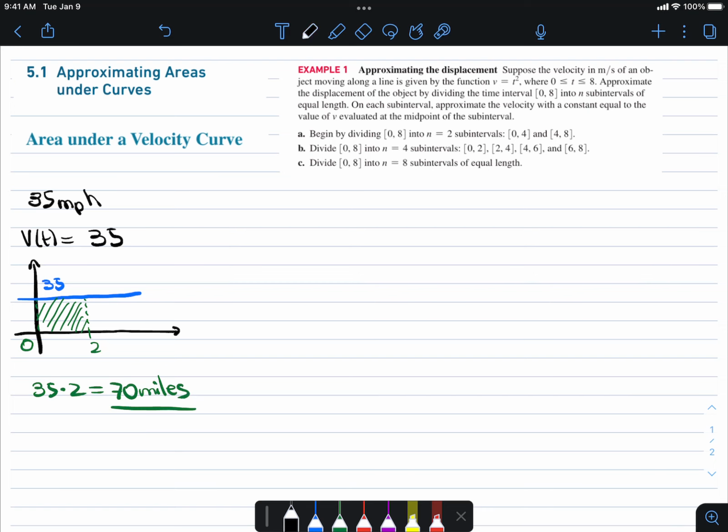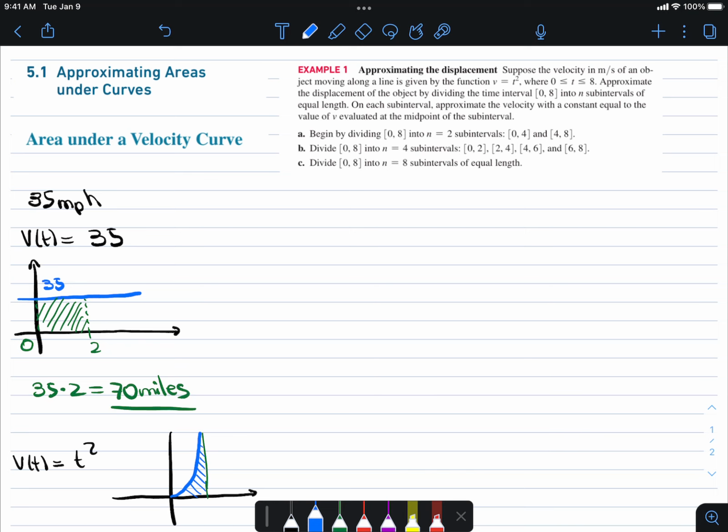Let's see what happens in this example when the velocity function is a little bit more complicated than just a constant function. So now v of t equals t squared. That is, the graph of this is a parabola. So this is going to be a concave upward parabola like this. A lot more difficult to calculate the area under this thing. So what we do is we approximate it. How are we going to do that?